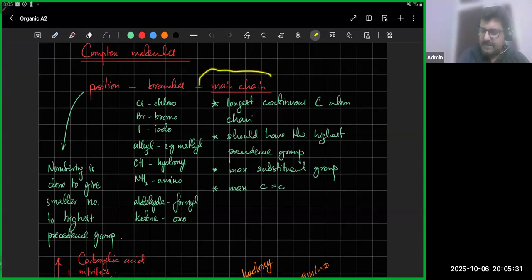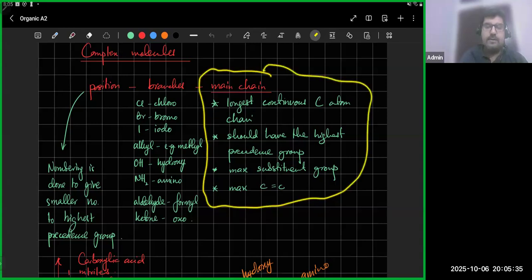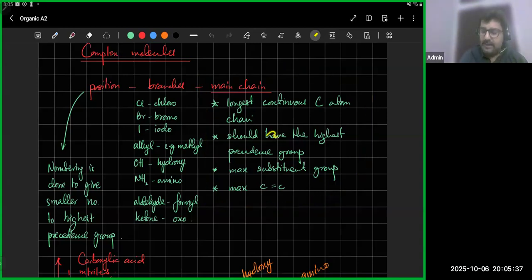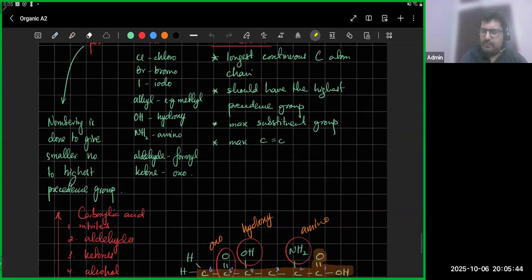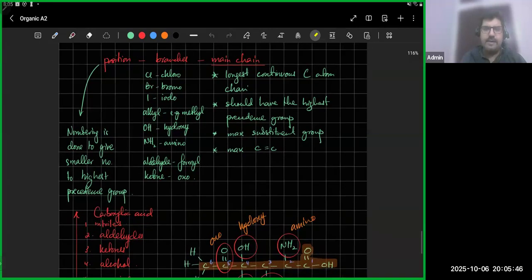So main chain, which is you pick the longest continuous carbon atom chain. It should have the highest precedence group, and it should have the maximum substituent groups, maximum double bonds. So it should be the most important chain if you're trying to name a branched molecule.